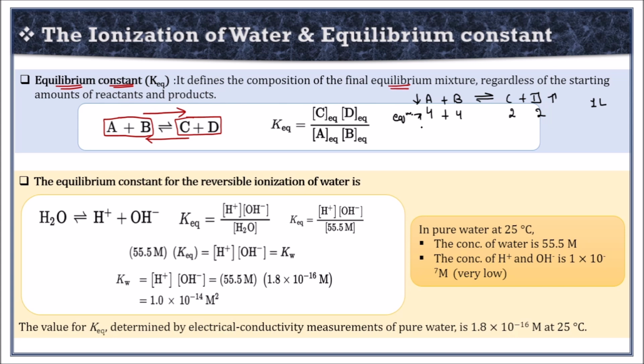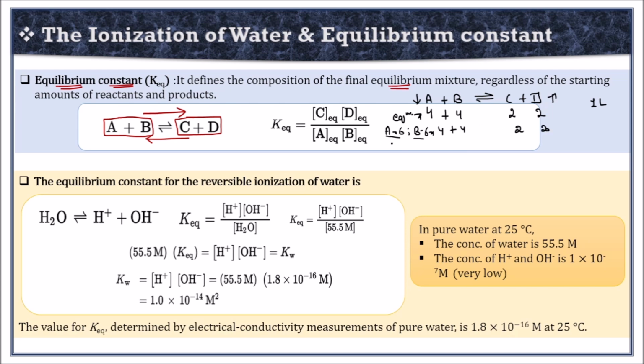Now if you start, let's say, with A and B, like you have 6 moles of A and 6 moles of B, then regardless of the starting concentration of AB and CD, you will always reach this equilibrium condition. Meaning if you start with 6 moles of A and 6 moles of B, then after some time you will reach the condition where you will get 4 moles of A, 4 moles of B, 2 moles of C and 2 moles of D.